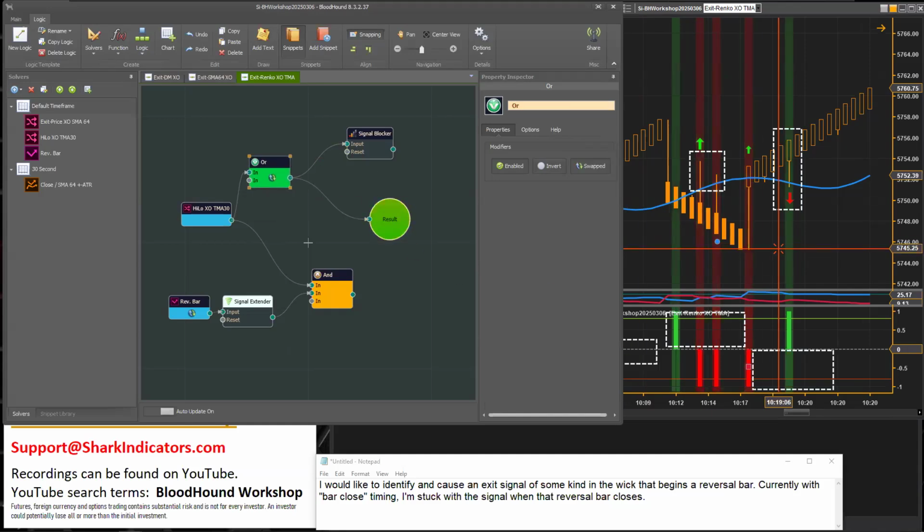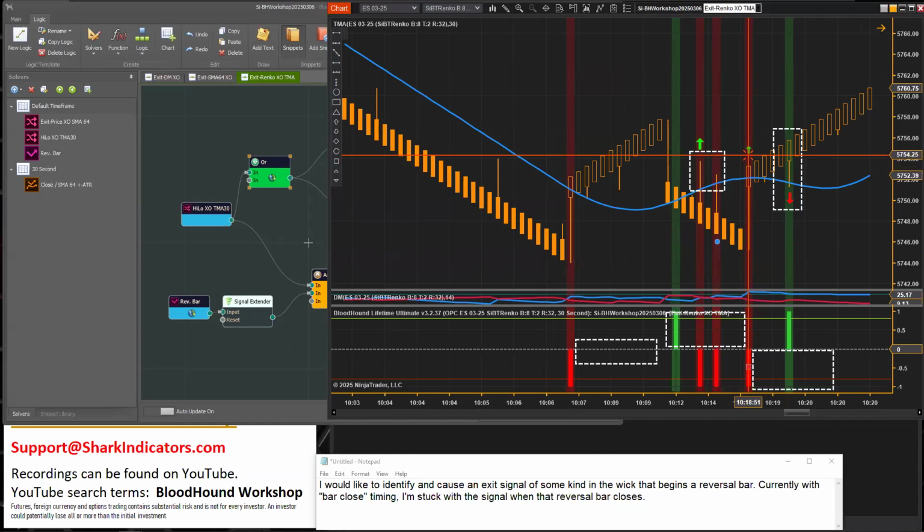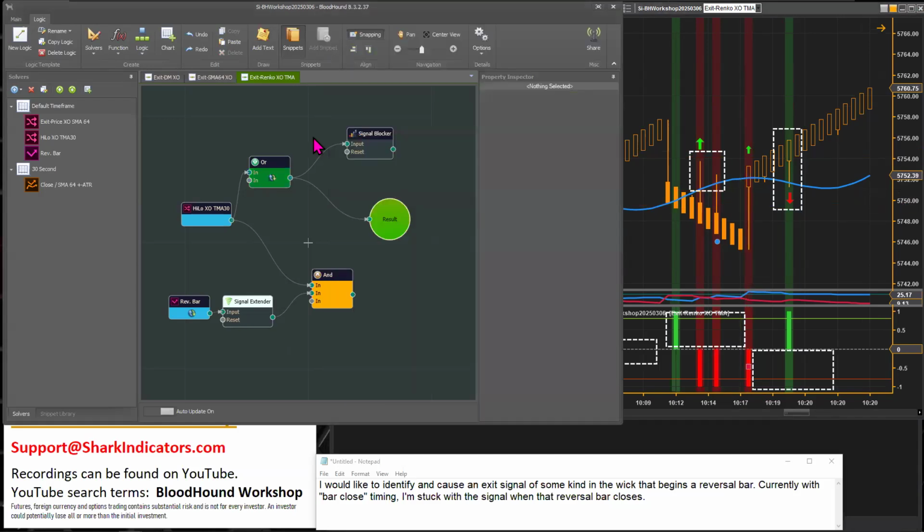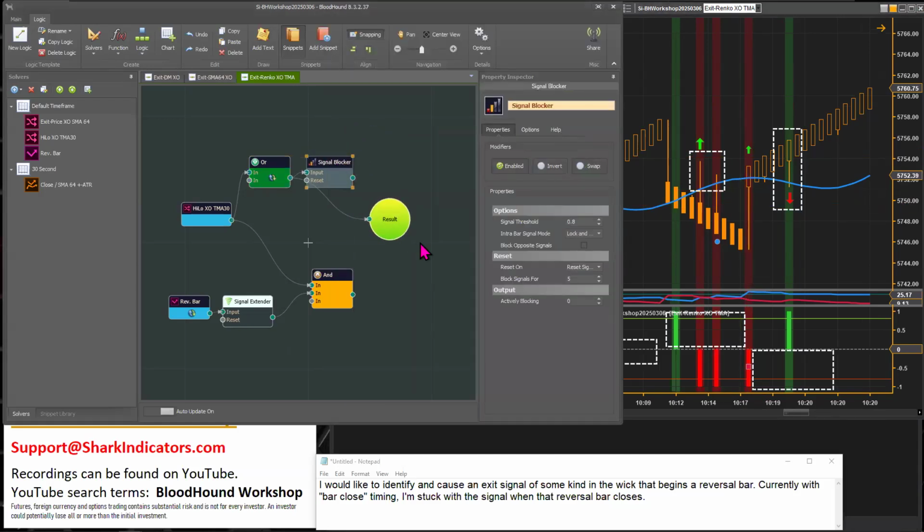There we go. Yeah. So now we can see this has been reversed. This is now a short. And so if I feed that into the signal blocker, and I'm going to turn off all the resets here, turn all those resets off.